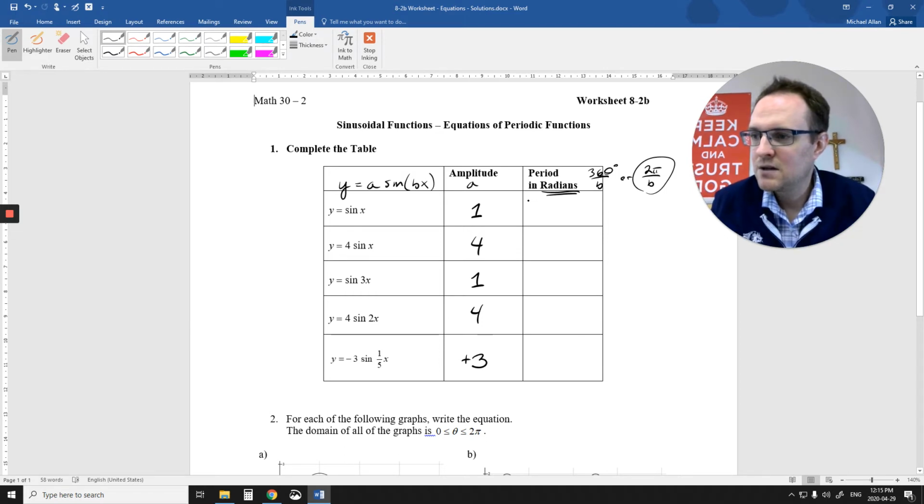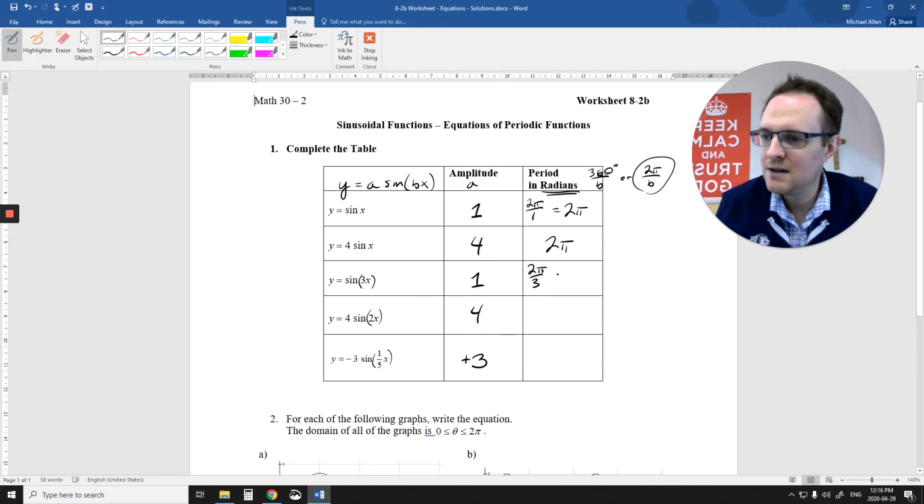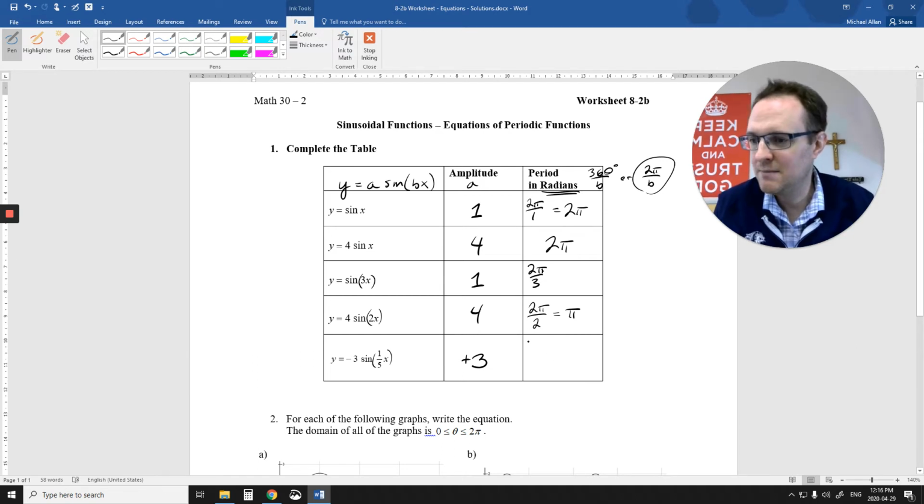Here I'm going to go 2 pi divided by my b value, which is going to be just 2 pi because my b value is 1. This is going to be the same thing. This one here is going to be 2 pi divided by 3. Remember what we said before. If there's no plus signs in there, the 3 and the x are attached together in that sine. So it'll just be 2 pi over 3. You can reduce it down if you need to. Like this next one here, you're going to reduce it down because 2 pi divided by 2 ends up being a pi. Well, this one just stays the same.